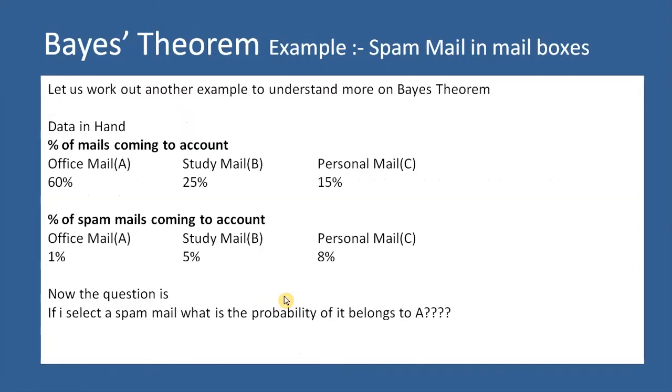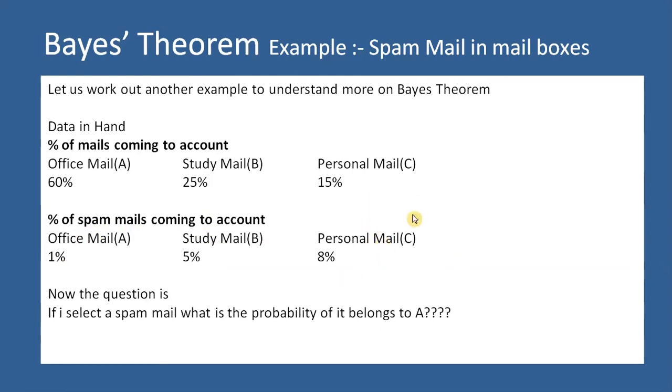Let us discuss another example where we calculate the probability of a spam mail belonging to mailbox A, mailbox B, or mailbox C. So this is the data in hand. The percentage of mail coming to account A is 60, account B is 25, and account C is 15. And the percentage of spam mails coming to account A, which is office mail, is 1%, B, which is study mail, is 5%, and C, which is personal mail, is 8%.